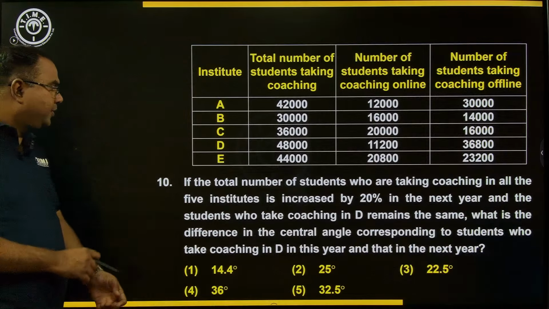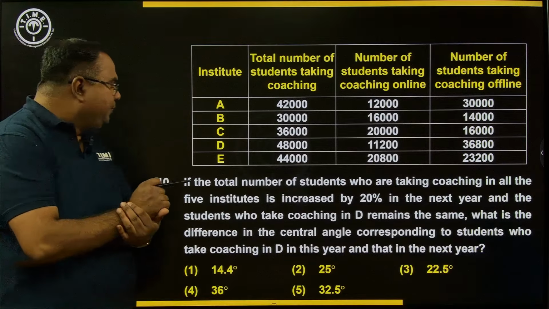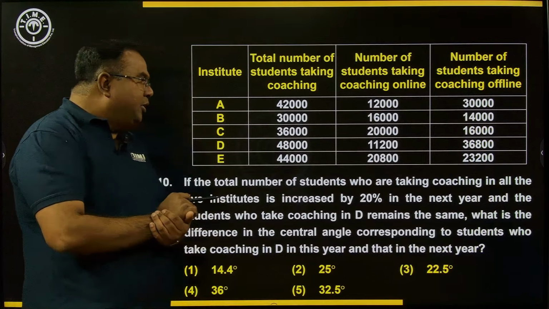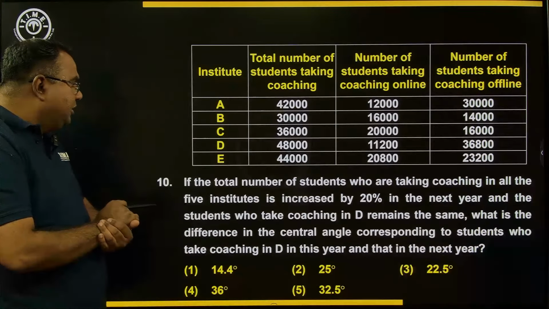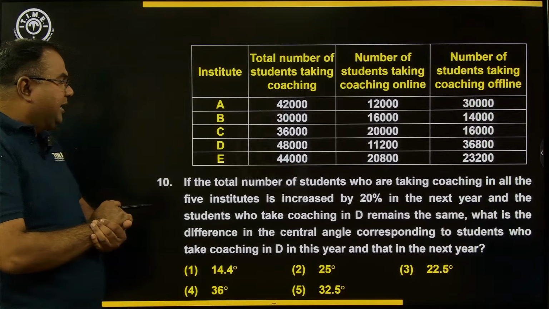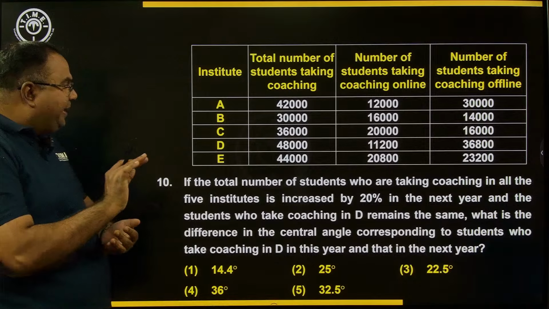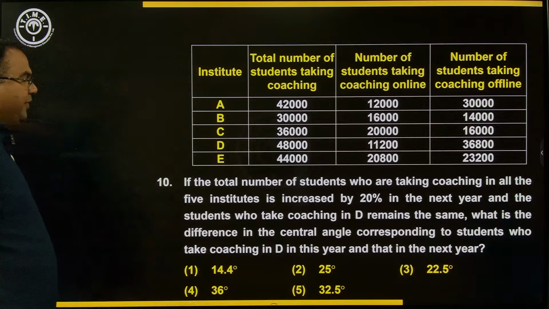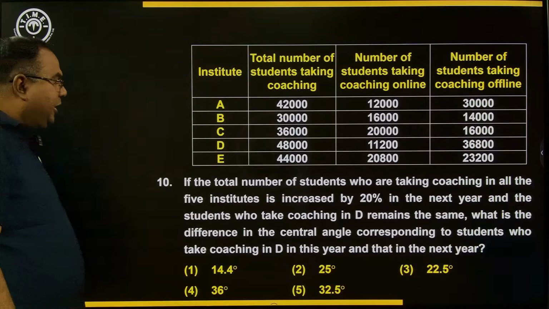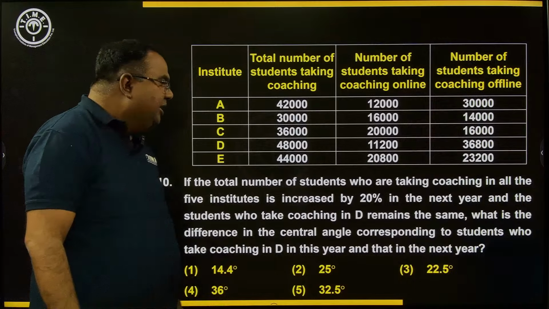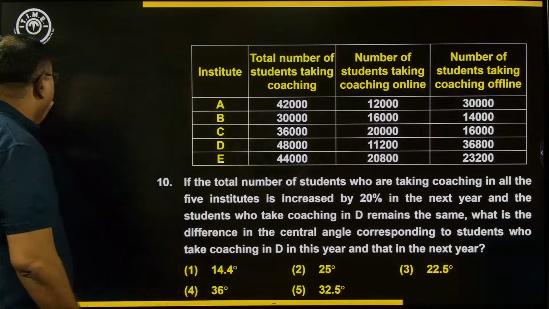Let's move ahead. This is the last question, students. If the total number of students who are taking coaching in all the 5 institutes is increased by 20% in the next year, and the students who are taking coaching in D remains the same, what's the difference between the central angle corresponding to students who take coaching in D this year and next year? Actual values are not required. I'll go back.